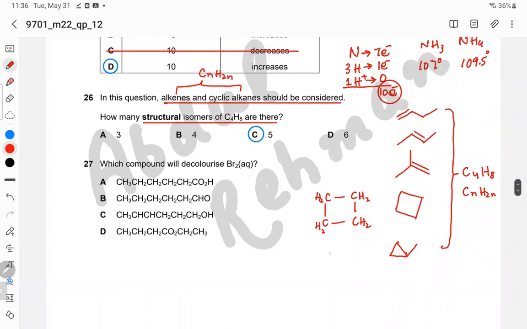Okay. Now have a look. If you have 3 carbons in a cyclic structure, and the fourth carbon is connected to any one of them, then you have this structure. This carbon has 3 hydrogens. This carbon has only 1 hydrogen. This carbon has 2 hydrogens. And this carbon has 2 hydrogens. Now, if you find the formula, you will find that all of these are C4H8. So there are 5 structural isomers of C4H8.